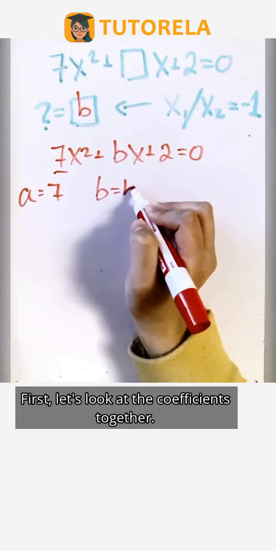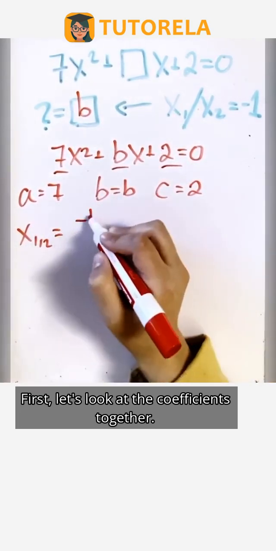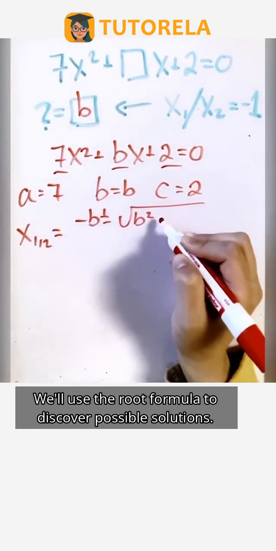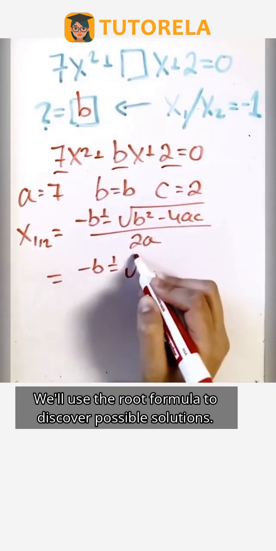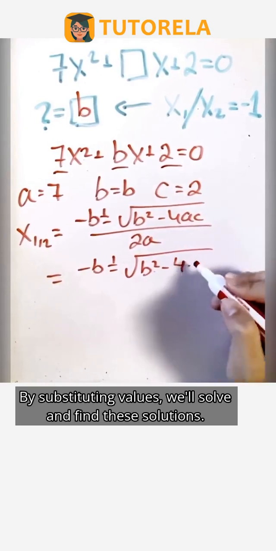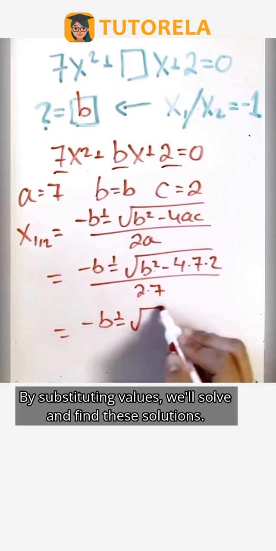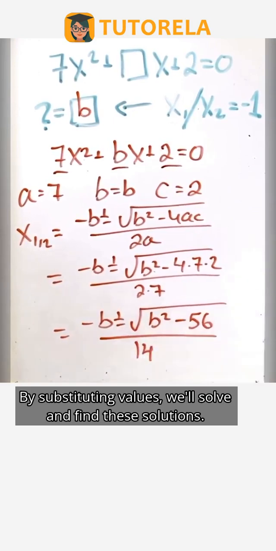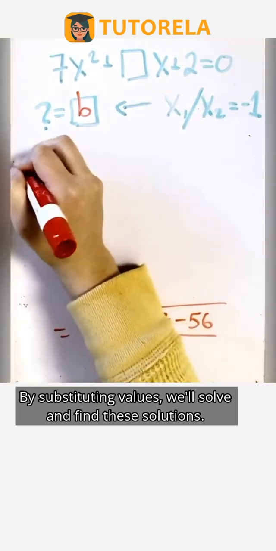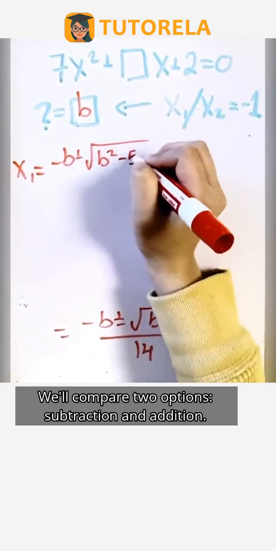First, let's look at the coefficients together. We'll use the root formula to discover possible solutions. By substituting values, we'll solve and find these solutions. We'll compare two options, subtraction and addition.